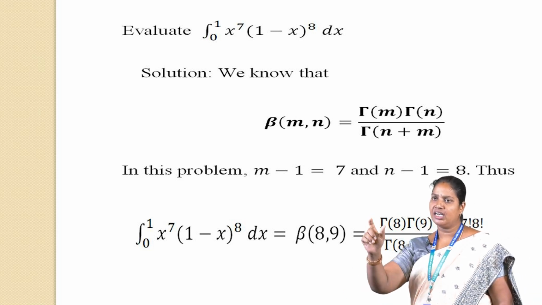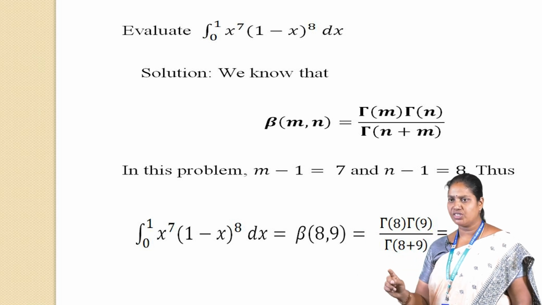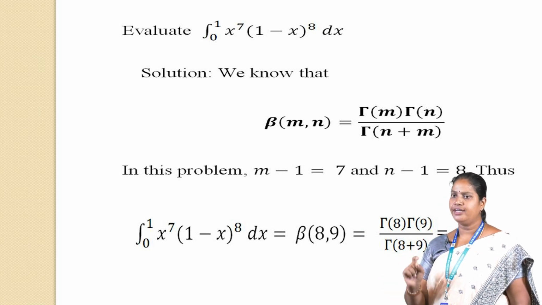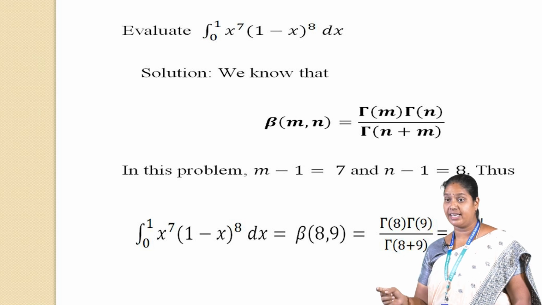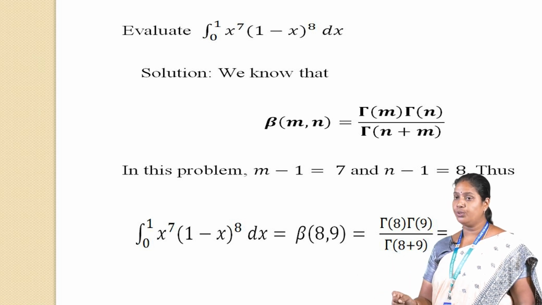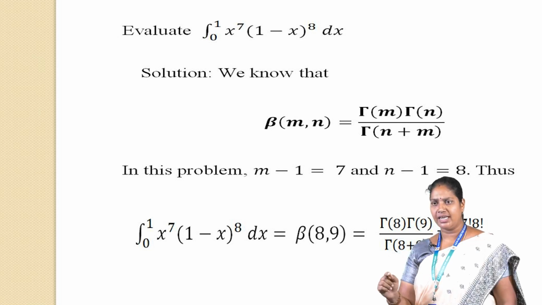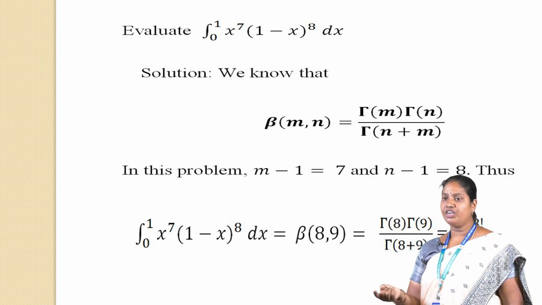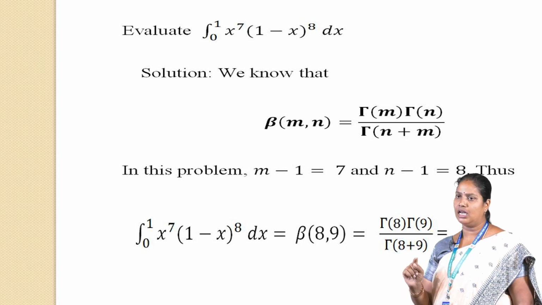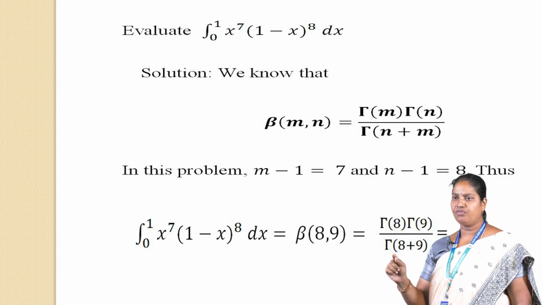If we substitute in the relation between beta and gamma functions, we get gamma of 8 into gamma of 9 divided by gamma of 8 plus 9. Here we use the recurrence relation, gamma of n plus 1 equals n factorial. So gamma of 8, with 8 written as 7 plus 1, will be 7 factorial, and gamma of 9 will be 8 factorial. In the denominator, gamma of 8 plus 9 is gamma of 17. The number before 17 is 16, so 16 factorial. So it is 7 factorial into 8 factorial over 16 factorial.